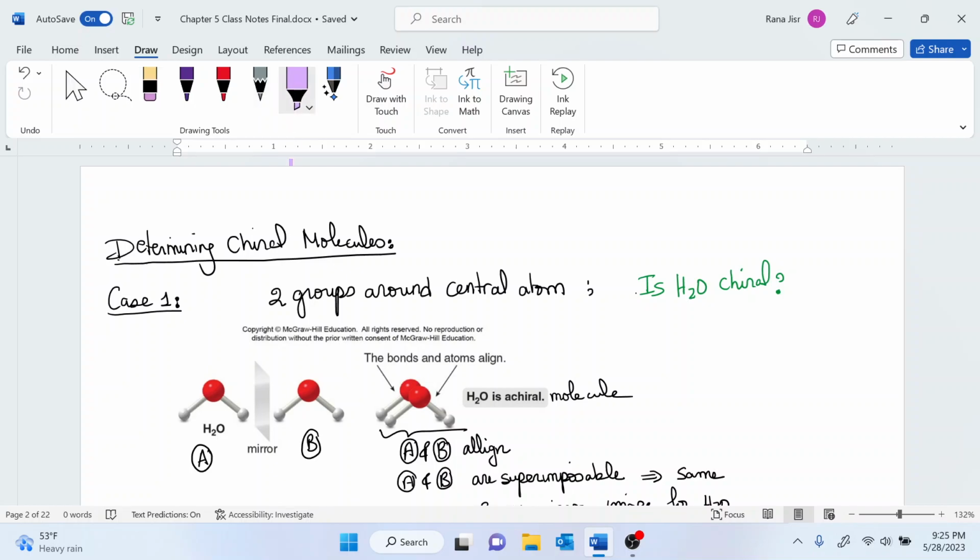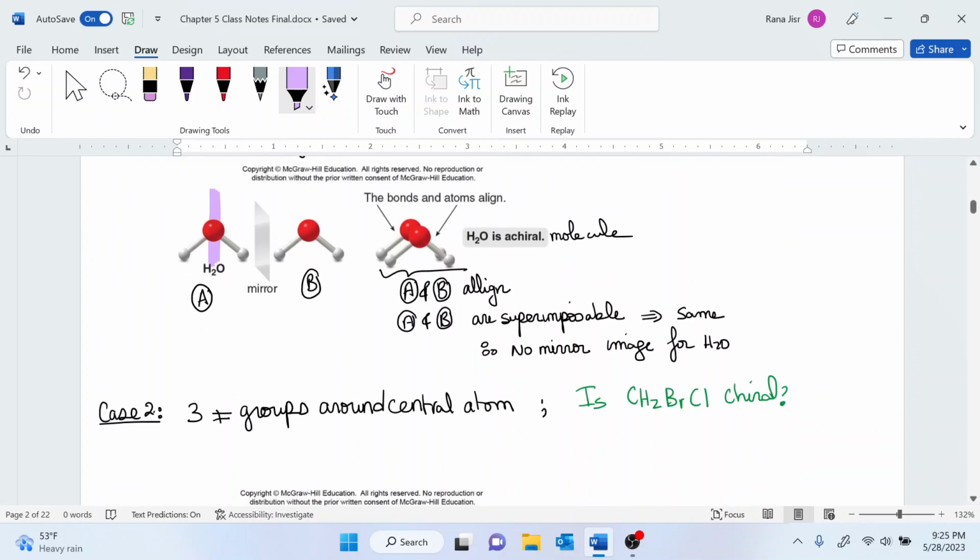Another thing here is that you can already draw a plane of symmetry across the oxygen. If you draw a plane of symmetry across the oxygen, you're going to be able to cut the molecule in half. So the moment you have a plane of symmetry, this means that you cannot have a mirror image, because whatever you have as a mirror image is going to be the same as the molecule itself. So that is the first case. Water is not going to be chiral and there is no mirror image for water.